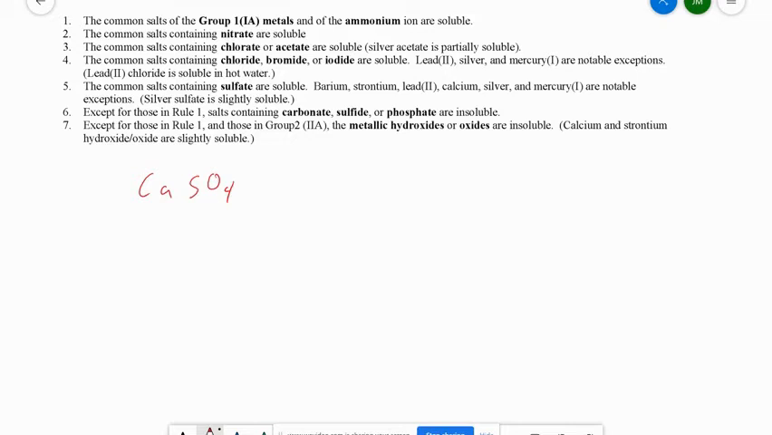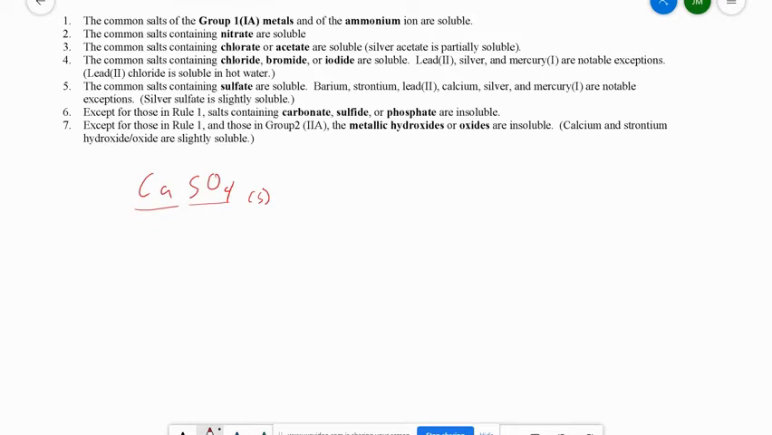All right, so I see a sulfate here, and I also see calcium. After you go through it a couple of times, you'll start to look at the big bold-faced words, obviously. But I see a sulfate. The common salts containing sulfate are soluble. We've got some exceptions: barium, strontium, lead, calcium, silver, mercury 1 are notable exceptions. So calcium sulfate is insoluble. This would be a solid.